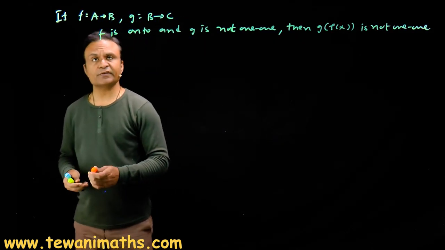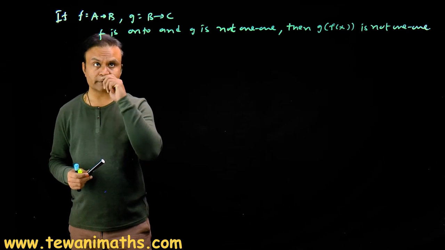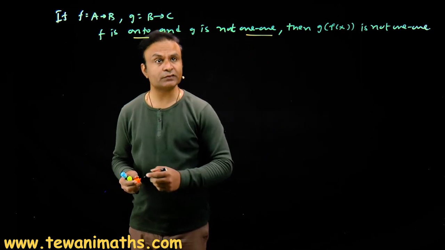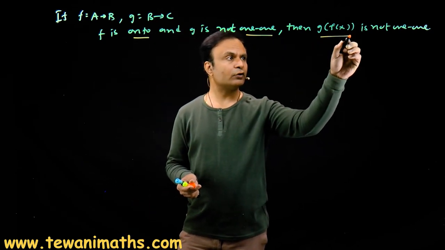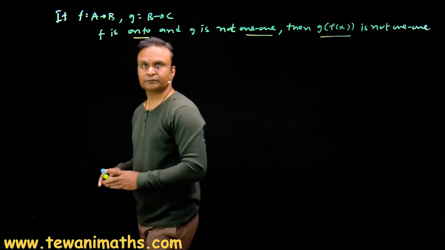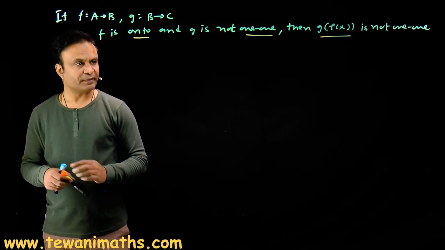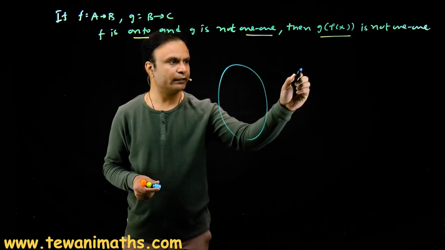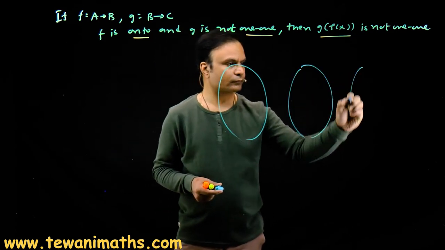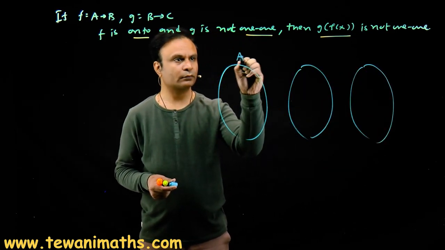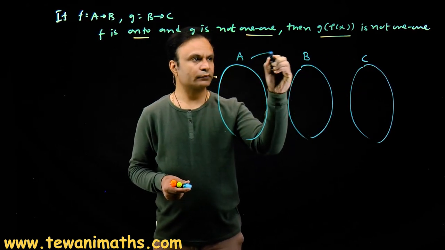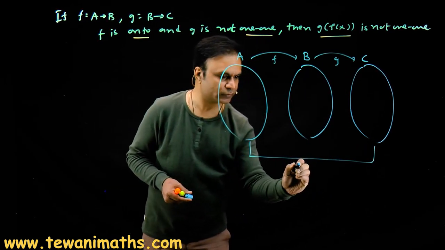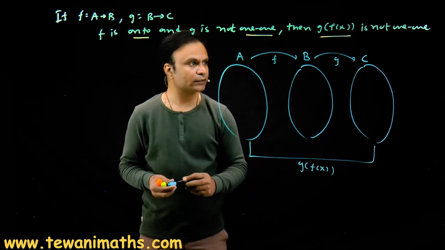Okay, question is, if f is function from set A to B, g is a function from set B to C, f is onto function and g is not one one, g is many one function, then we have to prove that g of fx is not one one. मैपिंग से शुरुआत करते हैं, डायग्राम ड्रॉ करते हैं. We have here three sets A, B and C. This is function f and this is function g and this is function g of fx from set A to C.